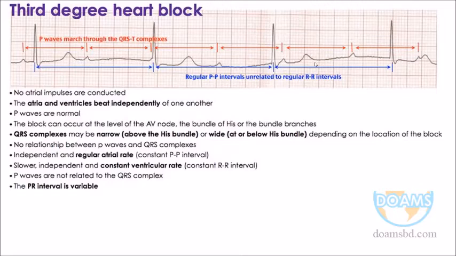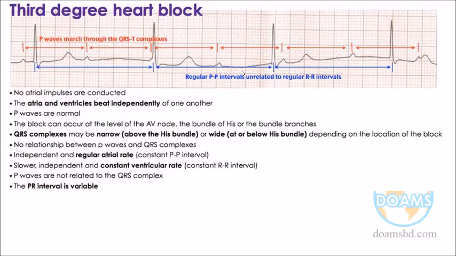If we look at the RR intervals, this is fixed. See, this distance is fixed, RR. And the PP interval is also fixed. You see the distance from here, the red marks, this is also fixed. But there is no relation between the P wave and the QRS complex. If there were a relation, the distance would be fixed.